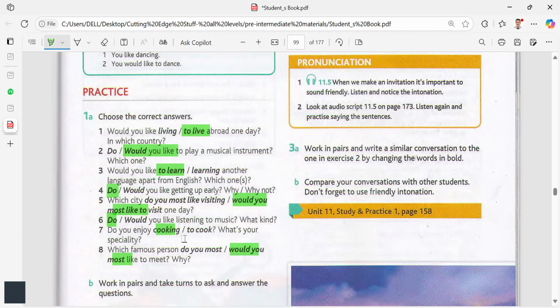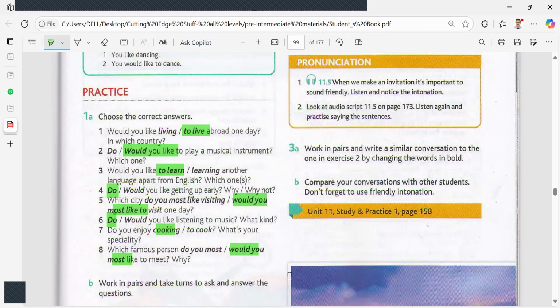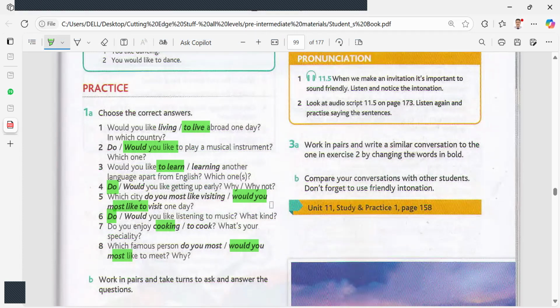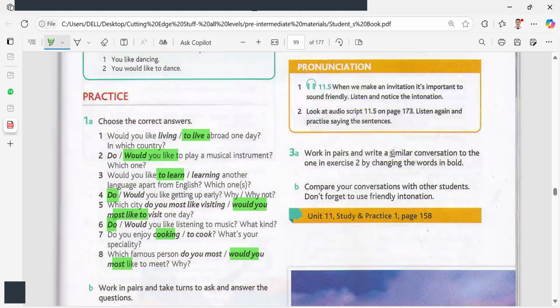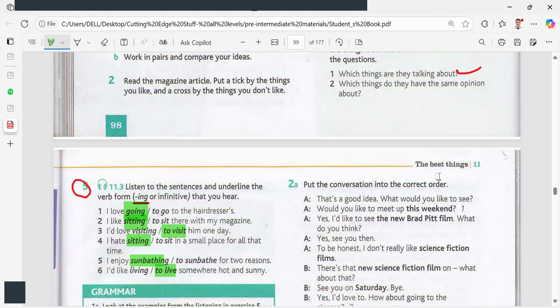Type. Do you like cooking, or do you enjoy cooking? Yes. What's your specialty? Specialty? What you can do in a perfect way? Okay. Cookies, right. Which famous person would you like to meet and why? Someone famous? I don't think that there is someone I want to meet.